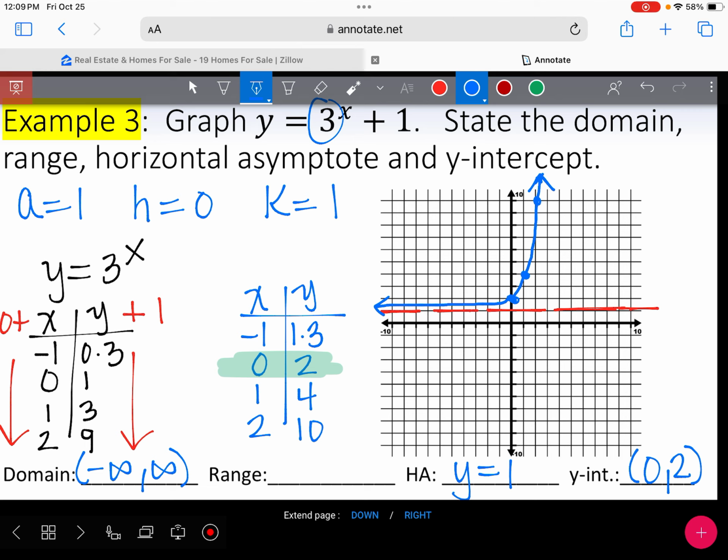And what do you think our range is going to be for this one? 1 to infinity.